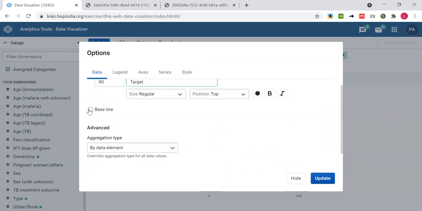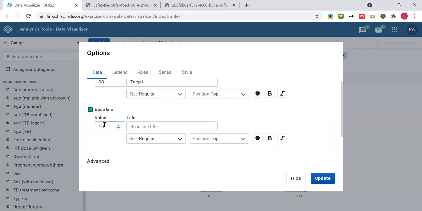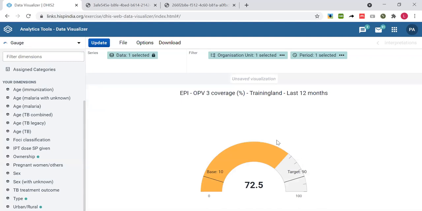Okay, and you want a baseline, maybe 10. Update. So you see here, right? You are seeing just like a tick here, target and baseline. Very nice. Right. I think this is quite simple to understand, the gauge chart.